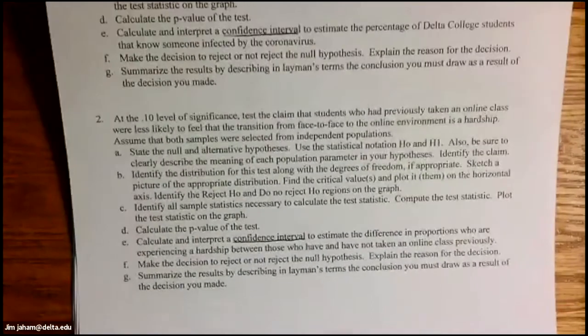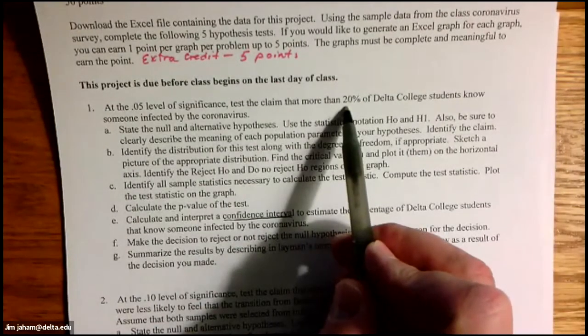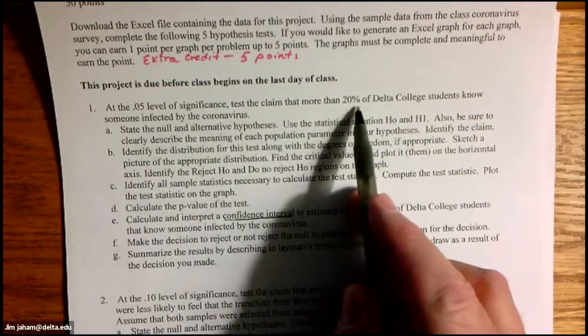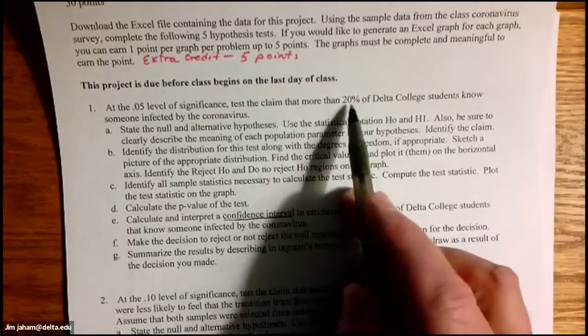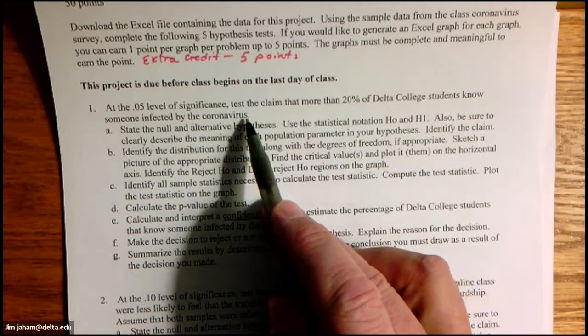So you will see problem 1, test the claim. The claim comes here on this sheet. I think it also appears in the spreadsheet as well. Test the claim that more than 20% of Delta students know someone infected by the coronavirus. So this is a claim. This is what's going to establish your null and alternative hypotheses. But to actually get the sample statistics, you need to go to the spreadsheet and calculate what percentage of the students that did this survey actually know of somebody who is infected by the coronavirus.